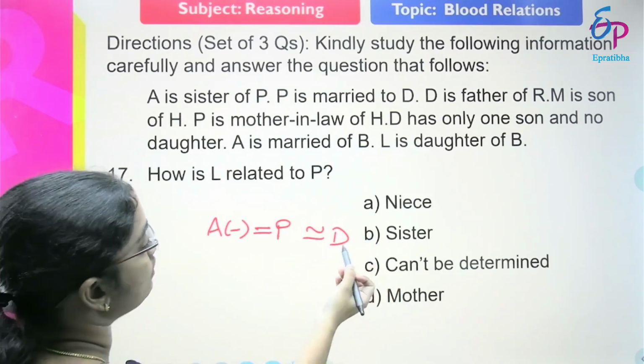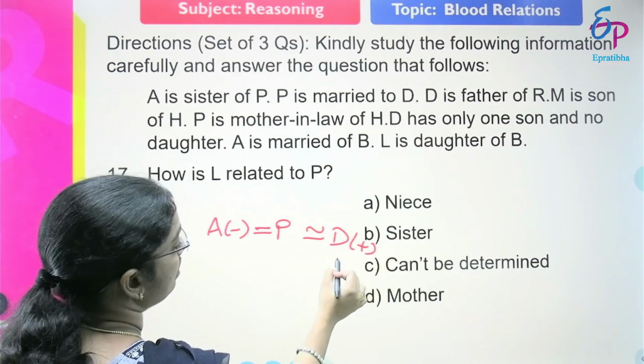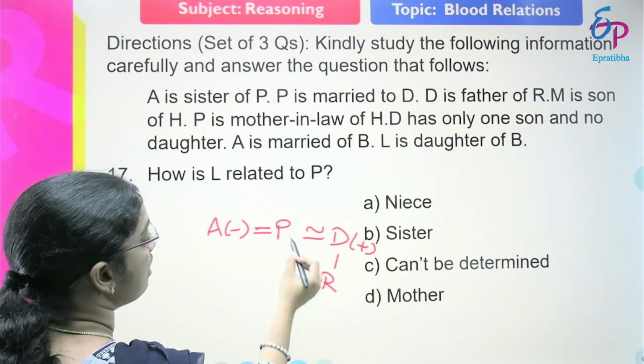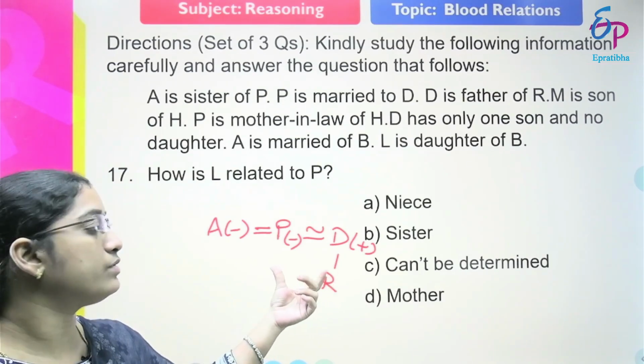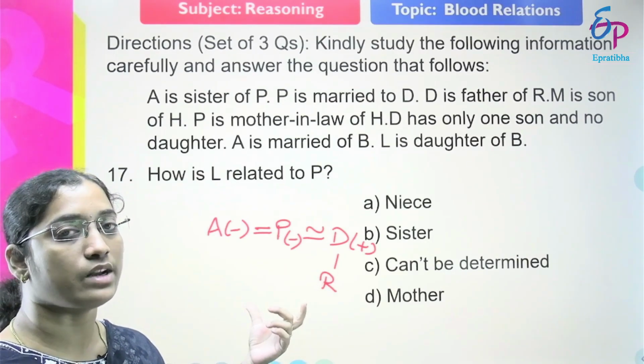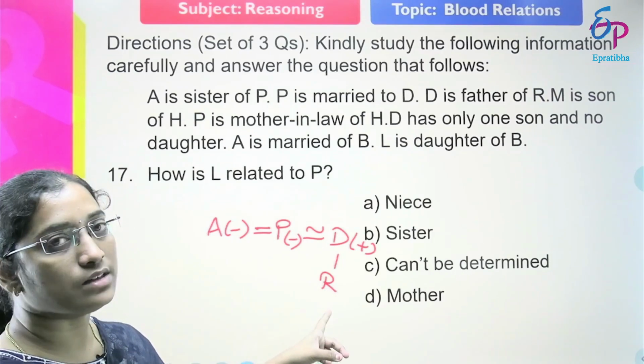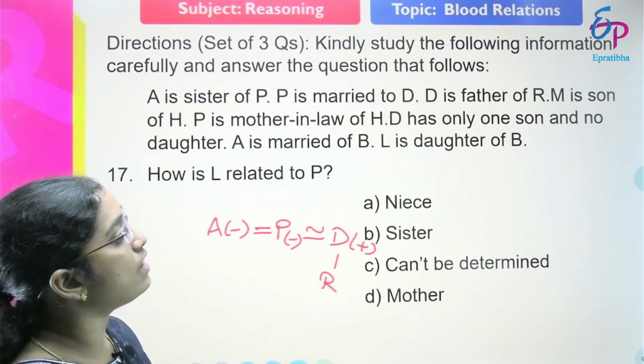Then D is the father of R. So D is the father of R means definitely P is a female. Why? P and D are couples. Out of couples, definitely one is a male person and one is a female person, right? So D is the father of R means definitely P is the mother of R.